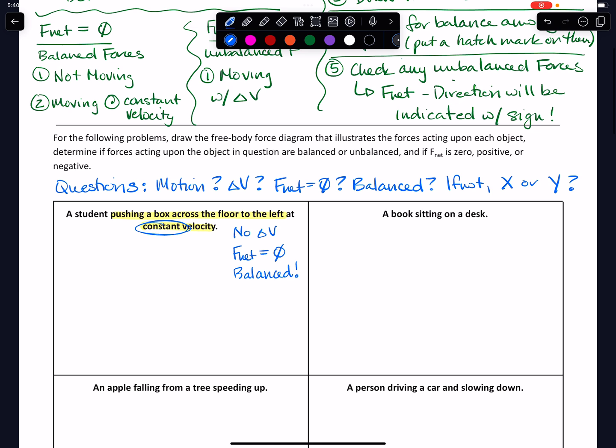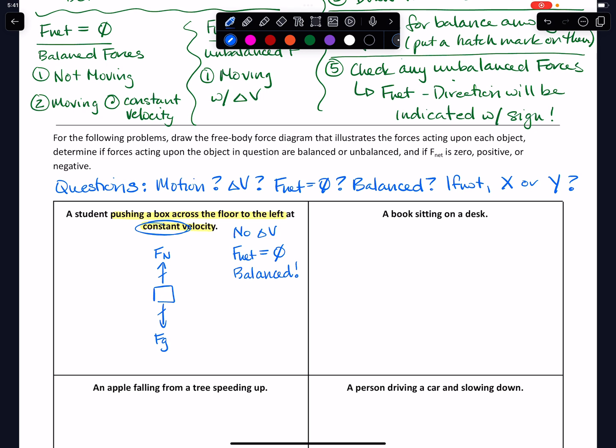So that means it's going to be pretty straightforward to draw my object. I start by drawing a box to represent my object. I'm going to start with my vertical forces. Now, the description does not mention any vertical motion, so I'm going to assume that the box is staying on the floor, which means we've got a gravitational force pulling down on the box. And because it's sitting on the floor, not flying through the air, it's got an opposing force. This is going to be the normal force, the support force, that must be equal and opposite, balancing that gravitational force. I'm going to indicate that by putting two little diagonal hatch marks on my arrow.